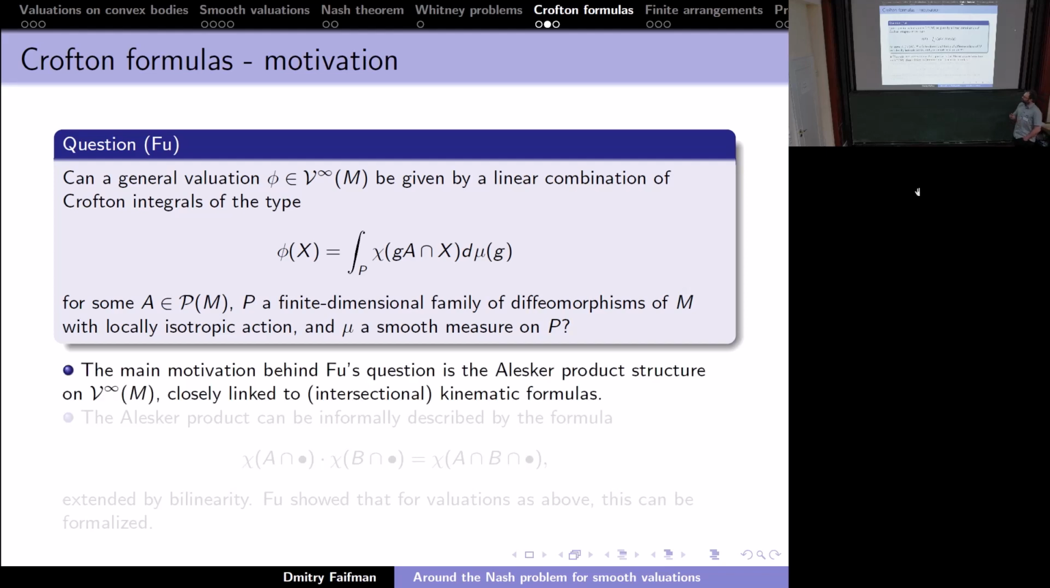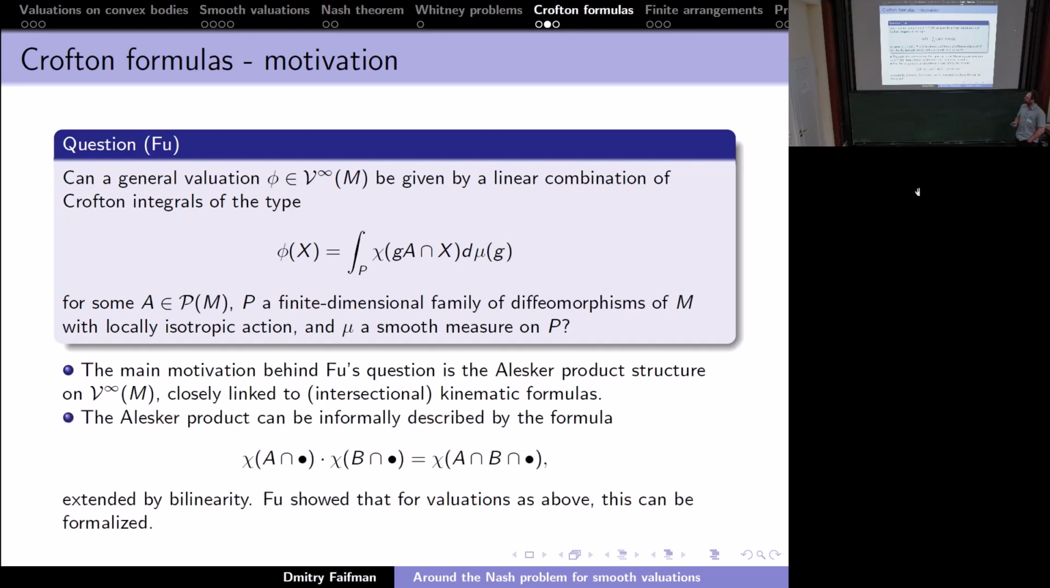So the motivation behind Georg's question is that there is a product structure on smooth valuations which is closely related to intersection of sets. So non-formally, one can say that if you look at this valuation and that valuation, their product should be the Euler characteristic of the intersection of those two sets. Right. And so if you think about this kind of basic building blocks for valuations, the product becomes very easy to define, very natural, and very obviously related to integral geometry.